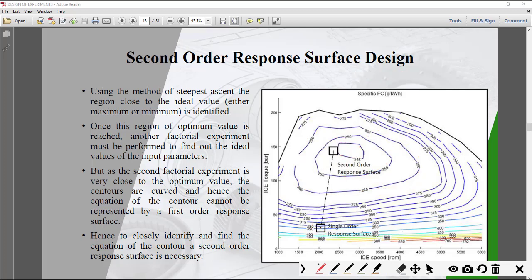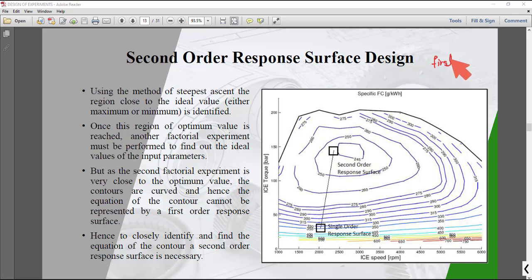So over here, when we are far away from the optimum value, the lines are straight, the contours are straight. And because the contours are straight, what can we say? We can say that the response surface model is of first order. The response surface model is of first order. That is, all the variables have a maximum power of 1.